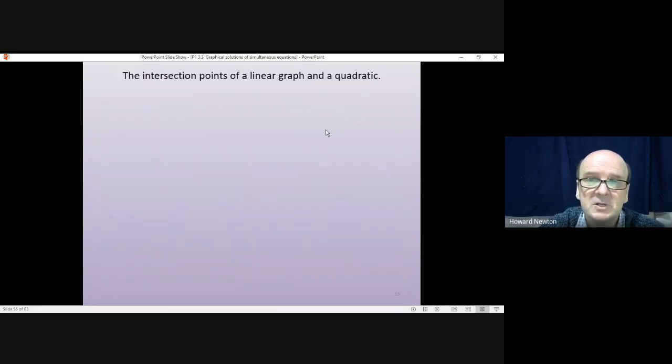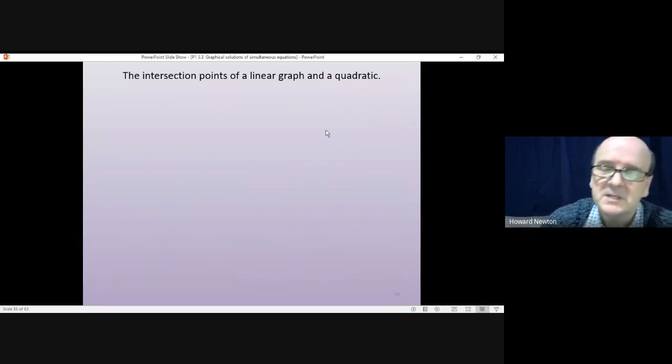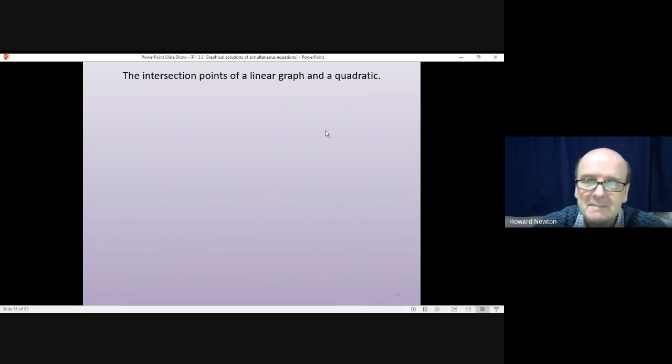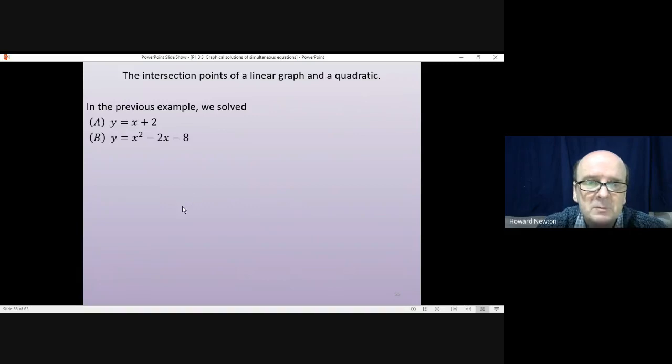Now, the last thing we need to do is just consider how the discriminant of a quadratic impacts what it looks like when you have a line and a quadratic as a pair of simultaneous equations. Just thinking about the last example, that was what we solved. The first equation was a line, the second equation was a quadratic. When we solved those equations, we created a new quadratic, x squared minus 3x minus 10 equals 0. And we need to consider the discriminant of that new quadratic that we created.